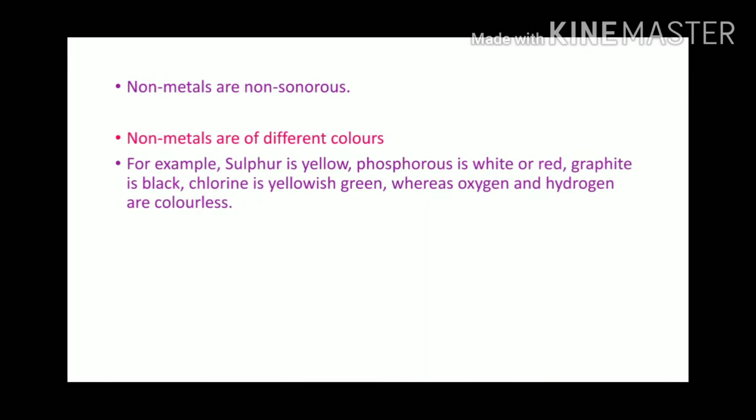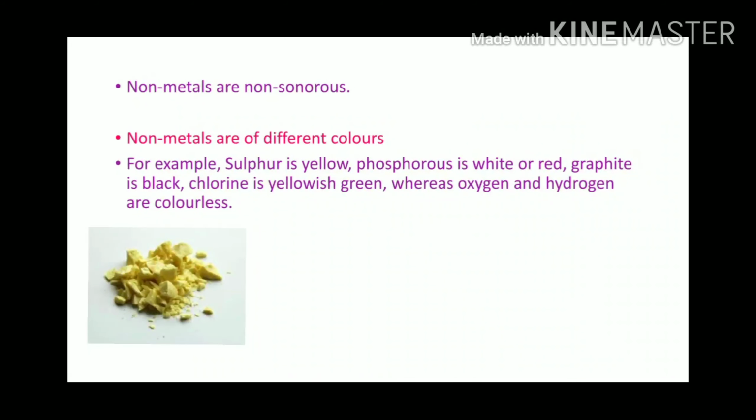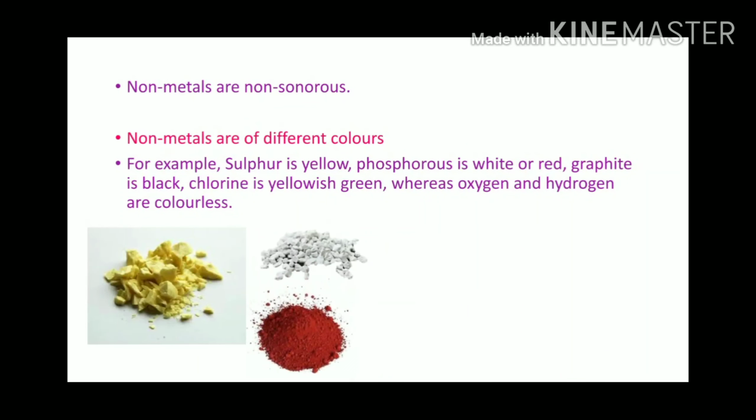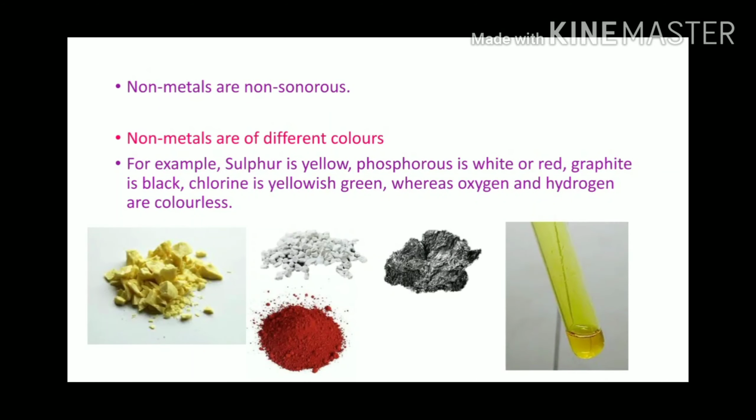For example, sulfur is yellow. Phosphorus is white or red. Graphite is black. Chlorine is yellowish green, whereas oxygen and hydrogen are colorless.